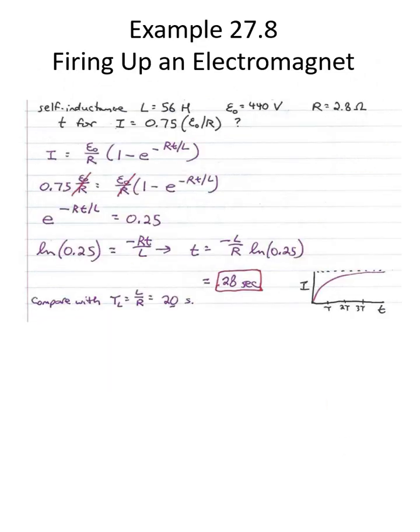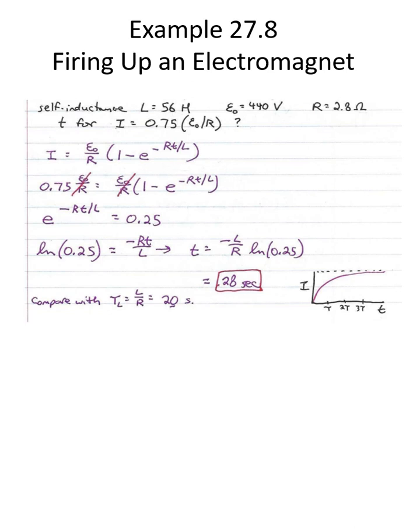Let's look at example 27.8, firing up an electromagnet. It says a large electromagnet used for lifting scrap iron has a self-inductance of 56 henries. It's connected to a constant 440 volt power source. The total resistance of the circuit is 2.8 ohms. Find the time it takes for the current to reach 75% of its final value.